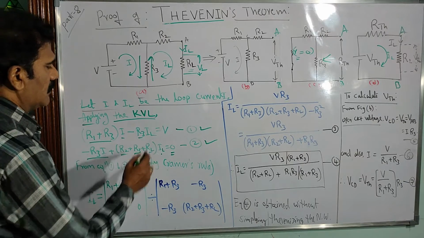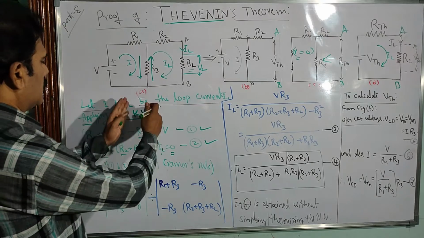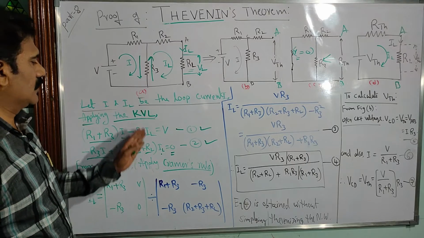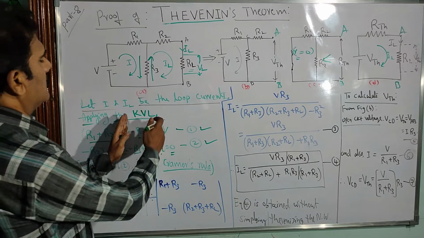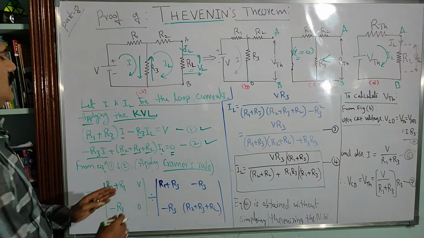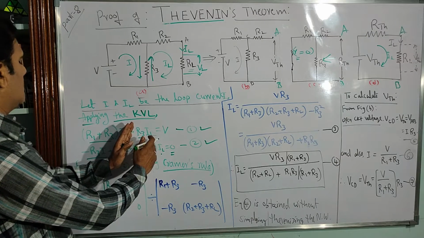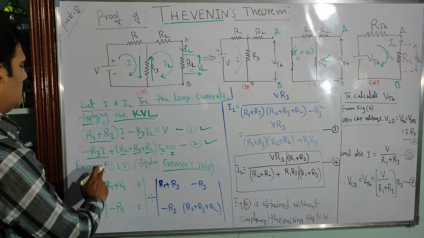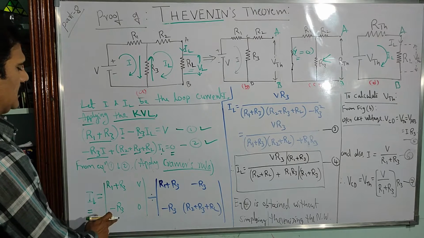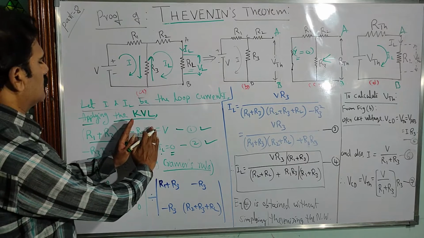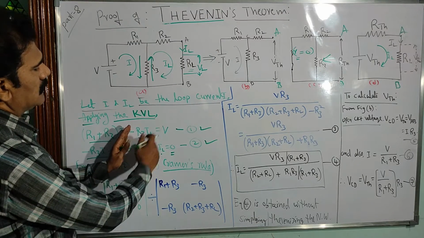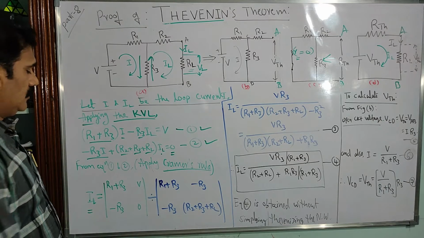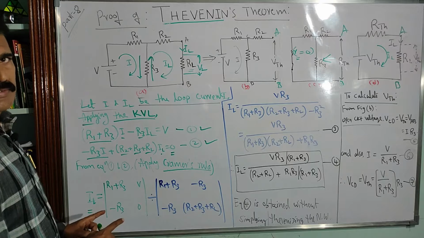To simplify for a particular value of IL, what will you do? According to Cramer's rule, by applying Cramer's rule you can find a particular parameter. So take that IL. IL is equal to, leaving that part, the remaining coefficients I will write here: R1 plus R3, the coefficient of I, and below that minus R3. Leave the column where we are finding IL. On the other side we have V and 0, so write down that V and 0 in a modulus, like a determinant.